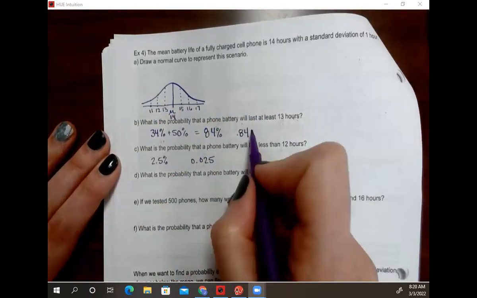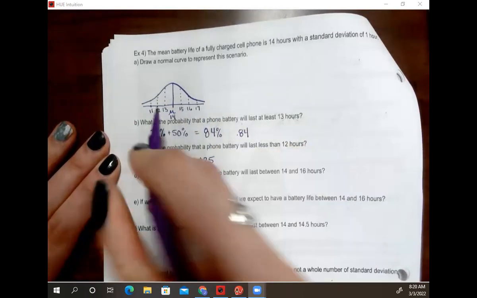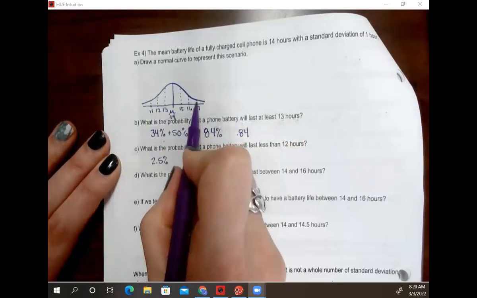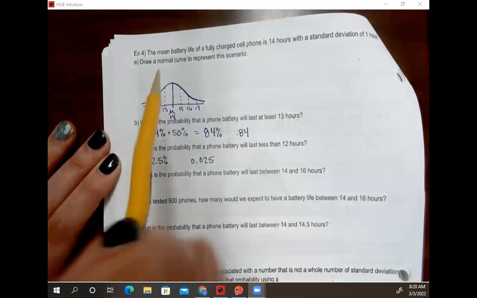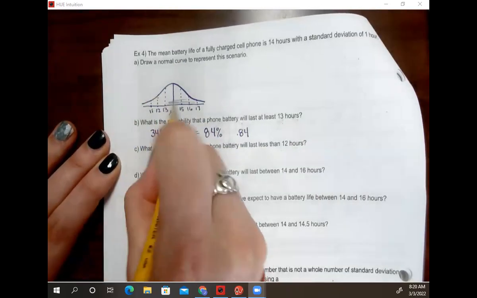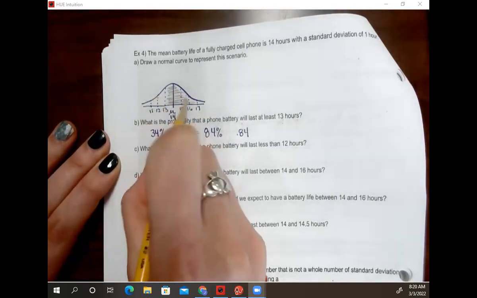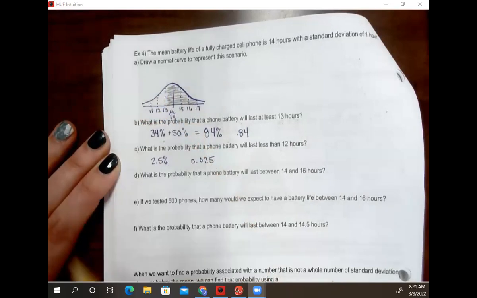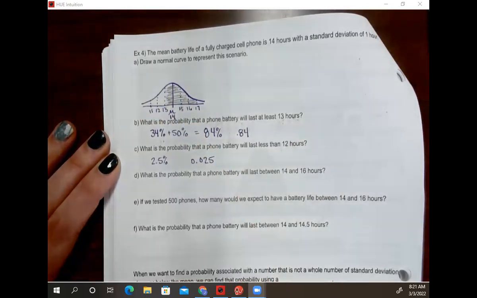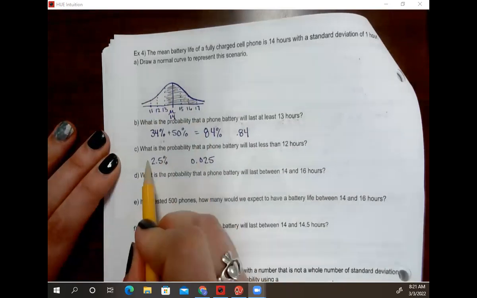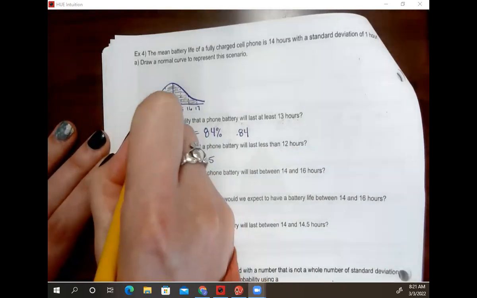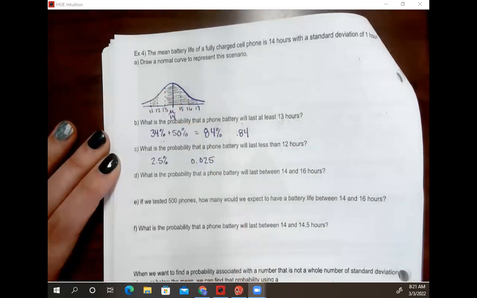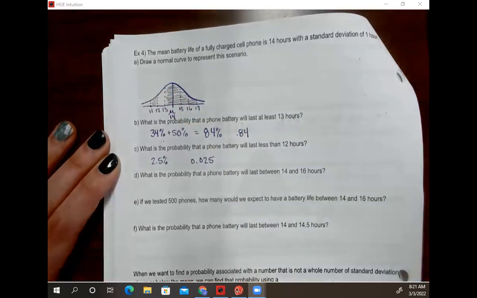It should make sense that there's a big chance that I last at least 13 hours. If I thought about shading the portion of this curve that I'm looking at, that's a lot of the curve. That's more than half of it. It should make sense that this is also a small probability, less than 12 hours. Is that little piece right there? That's a small amount of that curve.